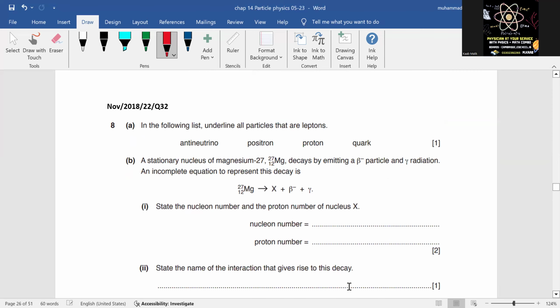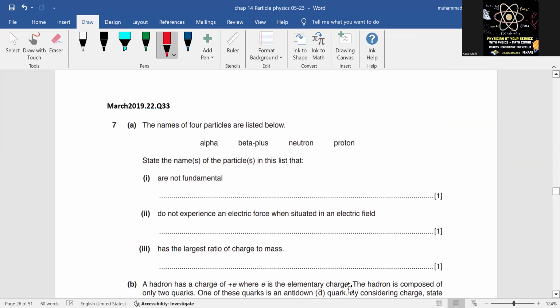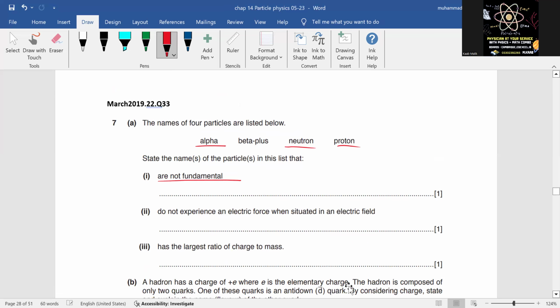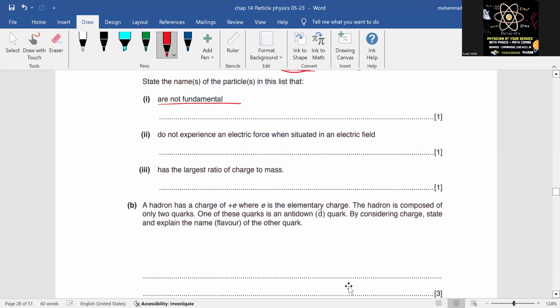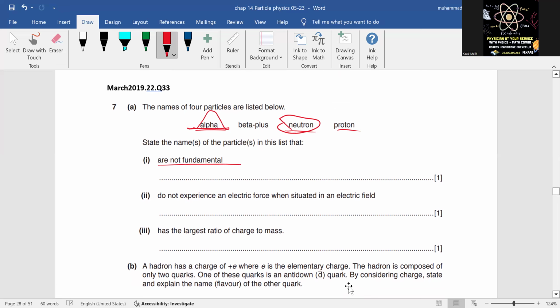And now this is an easy question. All of the questions follow the same pattern. Look, the non-fundamental particles should be alpha, neutron, proton, right? They're not fundamental. And they're saying which does not experience an electric force when situated in an electric field. It should be the neutron. Which has the largest ratio of charge to mass? This is alpha, right? It has the greatest mass and greatest charge. Is alpha not fundamental? It can be broken down. Alpha is not a fundamental particle.